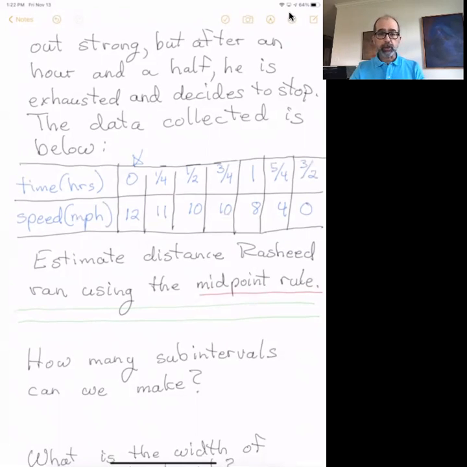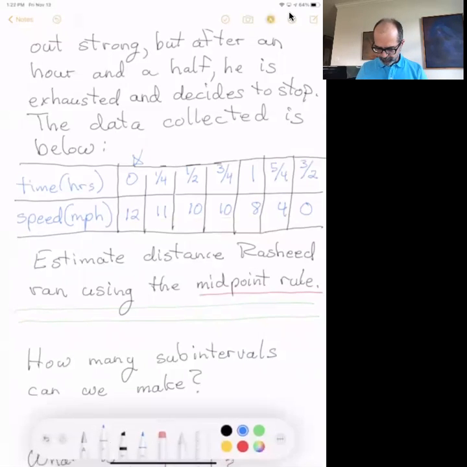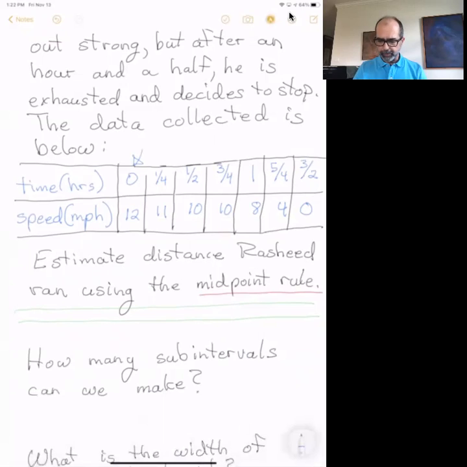So first question is, how many subintervals can we make? And this is, of course, using the midpoint rule. So let's take a look at that a little more carefully. If we see here, we have 1, 2, 3, 4, 5, 6, 7 time intervals. So it's the initial one plus 6 more. If we were doing the left or right hand rule, we could just say, well, 0 to 1/4 was an interval, and so on and so forth.